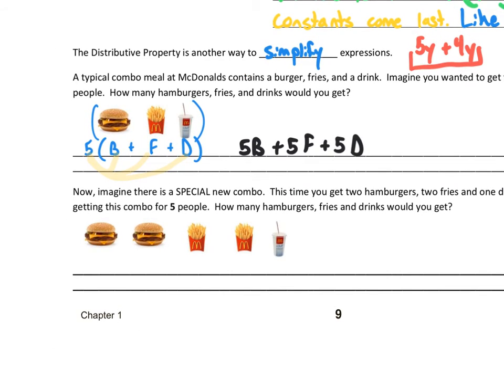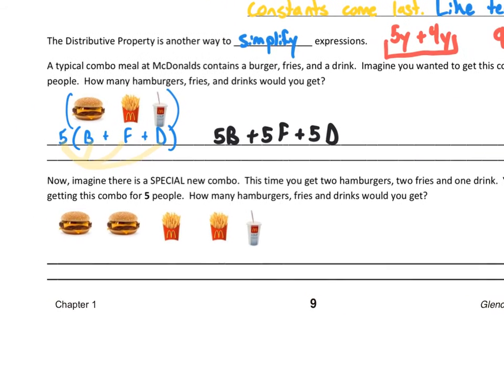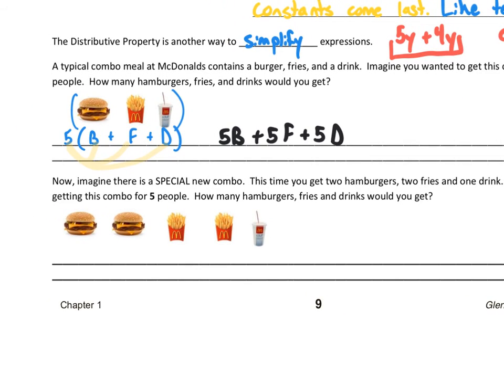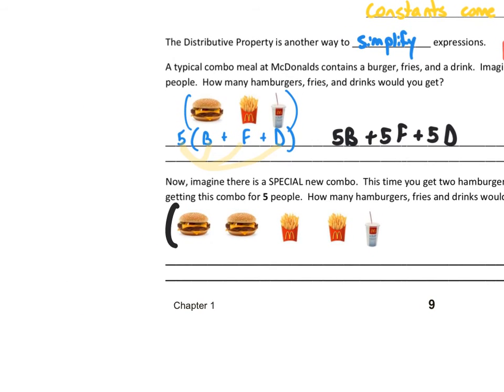Now imagine there is a special new combo. This time you get 2 hamburgers, 2 fries, and 1 drink. We're getting the same combo for 5 people. So how many hamburgers, fries, and drinks would you get? This is the distributive property. So we would get 10 burgers, 10 fries, and 5 drinks.